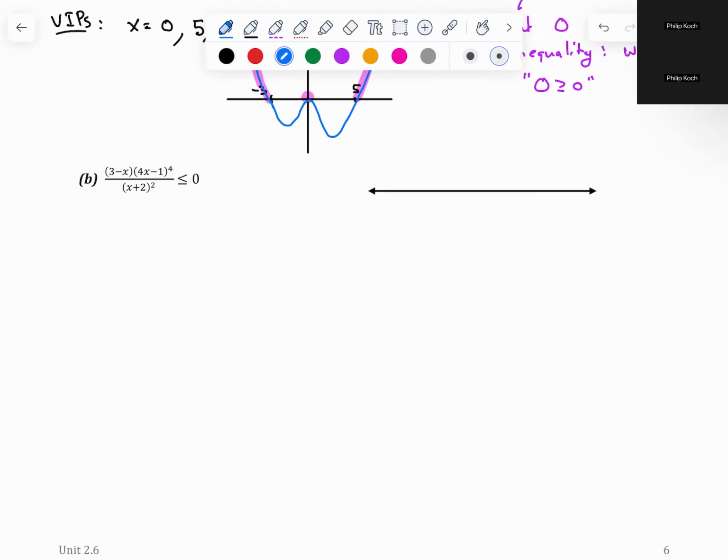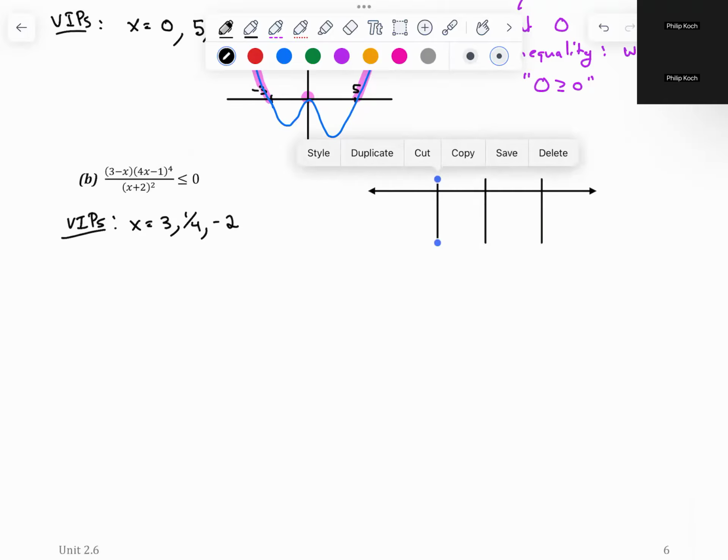Luckily, the thing's already factored for us. So the VIPs are x equals 3, 1/4, and -2. So we have three vertical lines that we need to draw because we have three VIPs. And I forgot to do something. What did I forget to do? Highlight the problematic VIP. -2 is a problematic VIP.